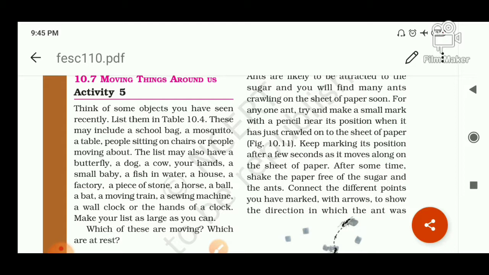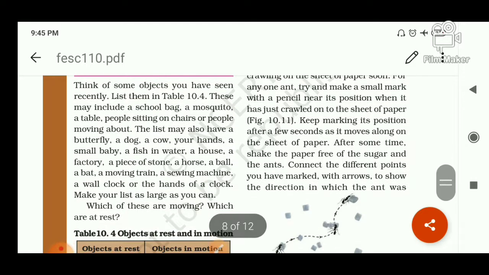Around you, you can see so many objects, such as a school bag, people sitting on the chair, mosquito, table, pencil, a box. And if you are going outside, then you can see dog, cow, butterfly, plants, trees, and maybe bike, and you can see the car, buses, and people are moving here and there, and it may be a horse, ball, bat, moving train, and a swing machine, wall clock, or the hands of the clock.